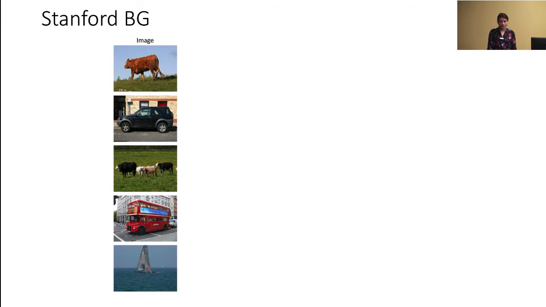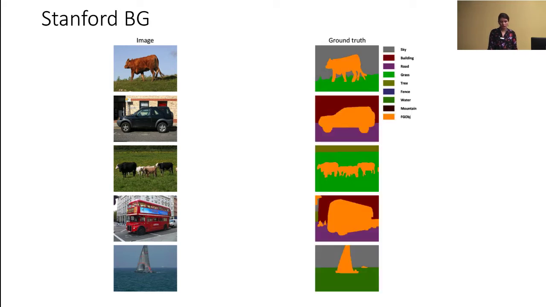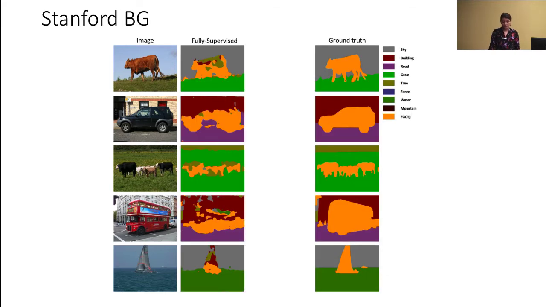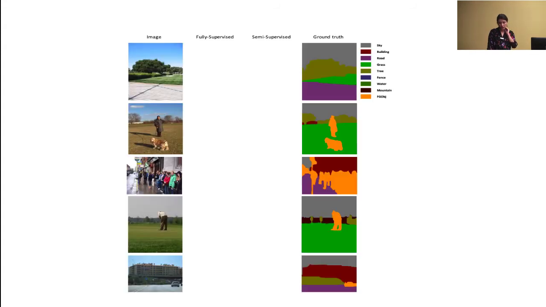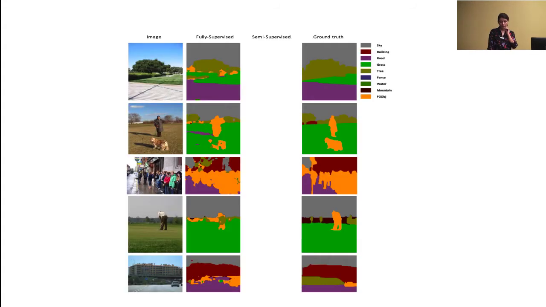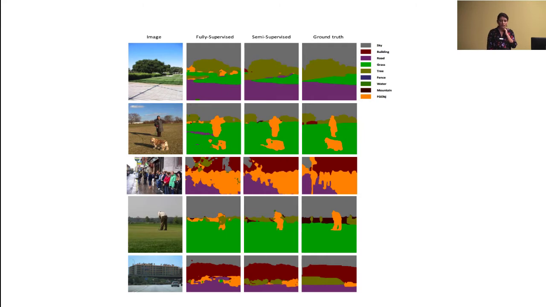These are some qualitative results on Stanford Background. For example, just using fully supervised, the foreground object is not labeled correctly, but in our case, we can smooth and get rid of the false positives. These are more results on Stanford Background. Again, we can capture the foreground object correctly.